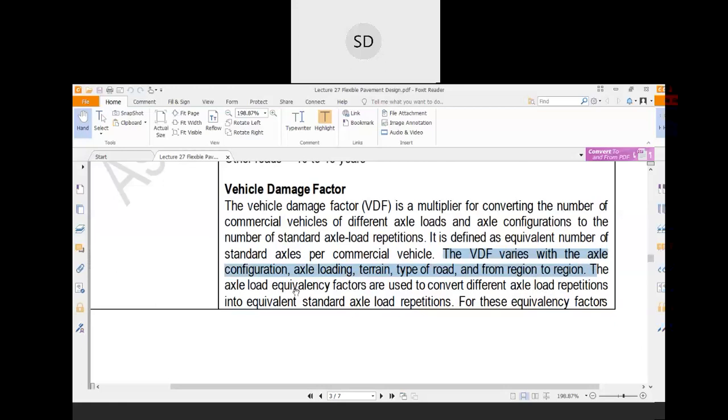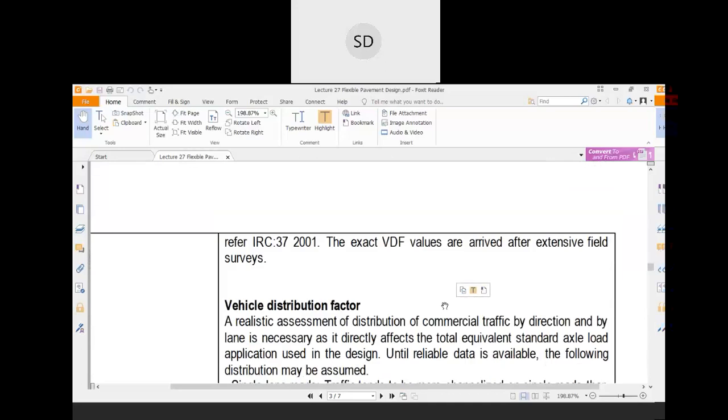Now, the axle load equivalency factors are used to convert different axle load repetitions into equivalent standard axle load repetitions. For this equivalency factor, you can refer to IRC 37 2001 for further information. In IRC 37 2001, different data are available.